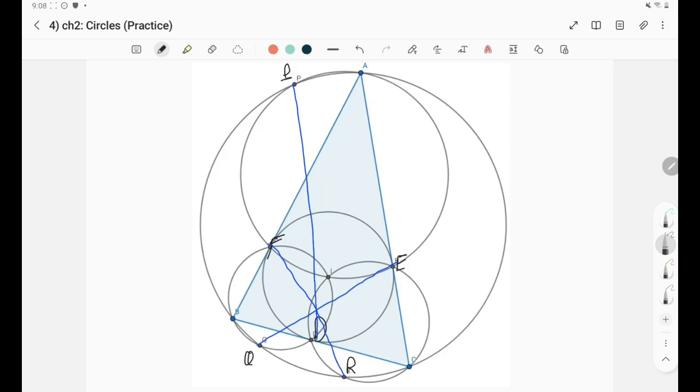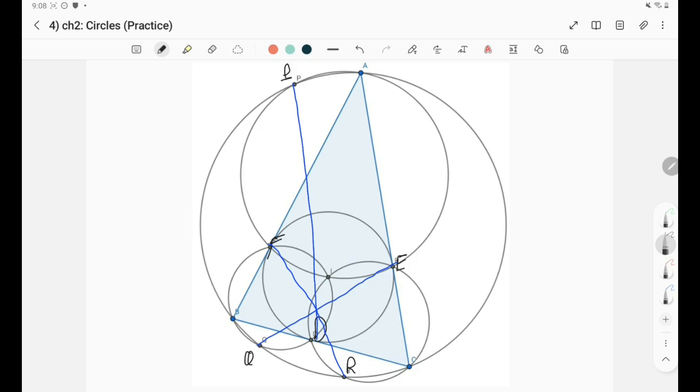Another strategy, how do we show three concurrent lines? There is Ceva's theorem. We didn't actually discuss it yet. We're going to discuss it in chapter 3, so in the next video, hopefully. However, the main challenge here for Ceva, if you know it already, is that we don't actually have a triangle and cevians. It's not really that obvious here that we have something like that. So probably we're going to skip that.